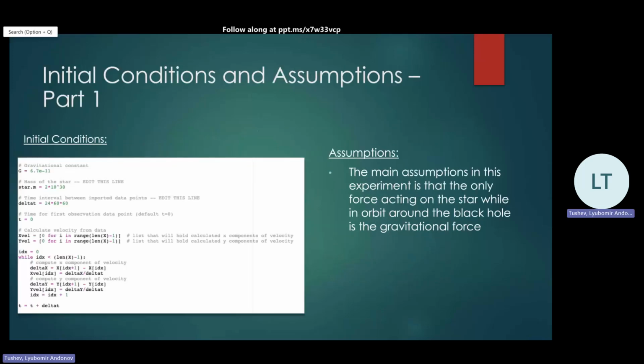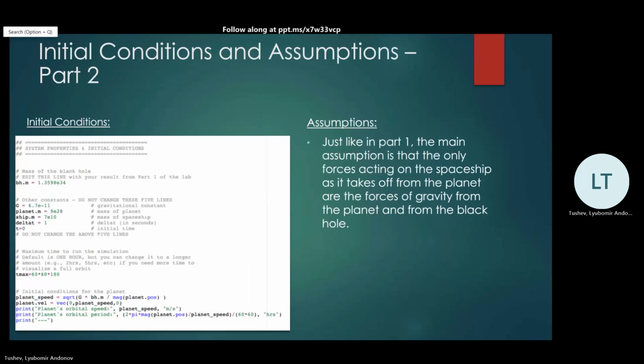For part 1, the main assumption is that the gravitational force from the black hole is the only force acting on the star. The initial conditions for this part of the lab can be seen in this block of code on the left. For part 2, the main assumption remains pretty much the same. The only forces acting on the spaceship are the gravitational forces from the planet and from the black hole. Once again, the necessary initial conditions can be observed in the block of code on the left.